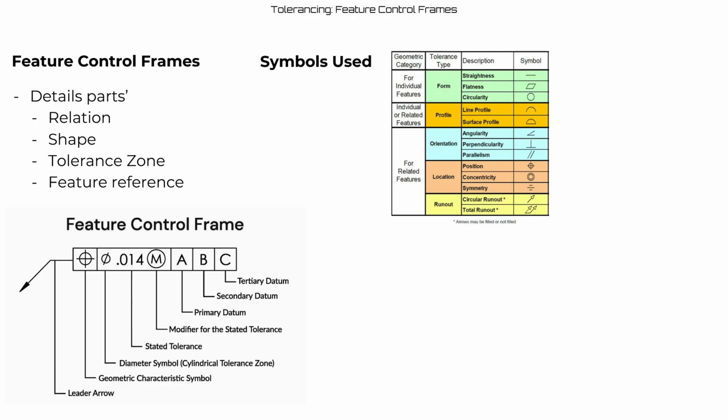Okay, another way that we can do tolerancing is through feature control frames. Feature control frames detail the part's relation, shape, tolerance zone, and feature reference. We are going to have to remember these symbols, because I'm certain we'll be using these on the exam. We have our forms: straightness, flatness, and circularity. Orientation: angularity, perpendicularity, and parallelism. Location: position, concentricity, and symmetry.